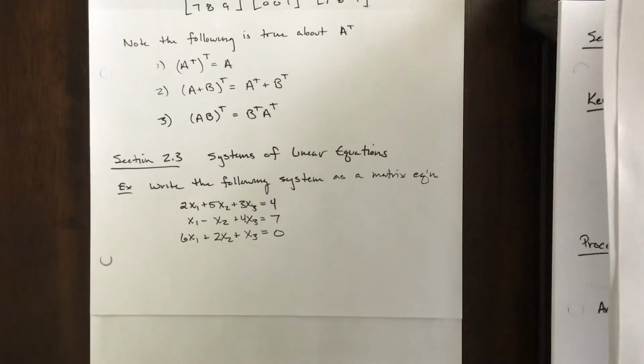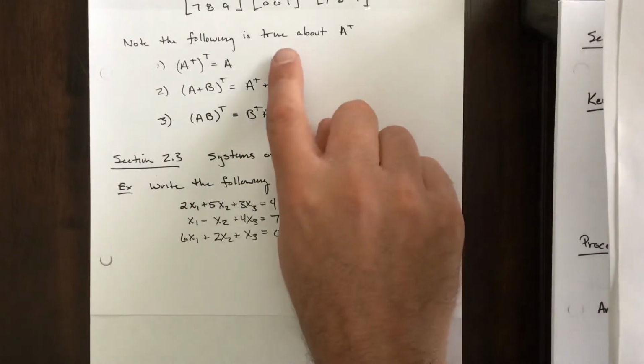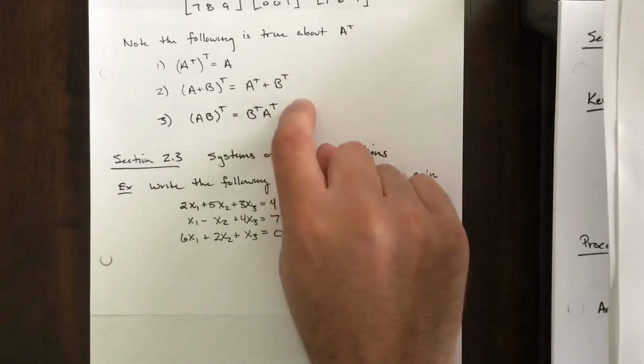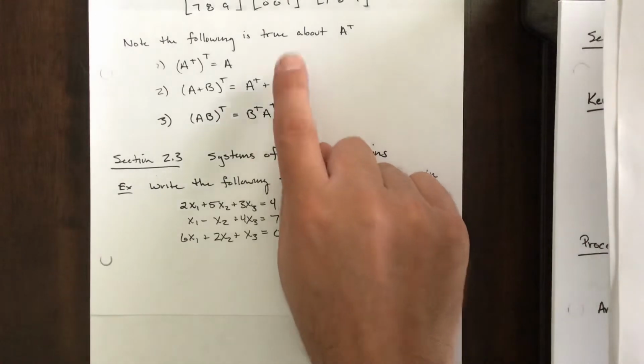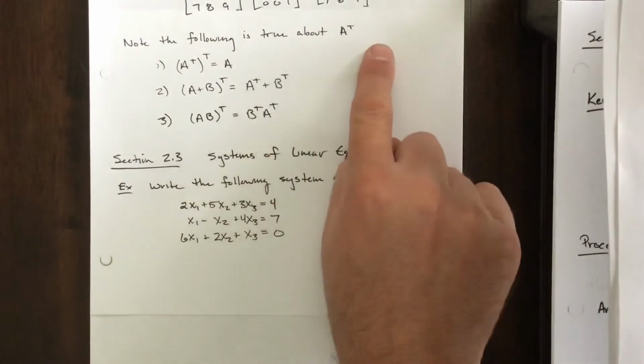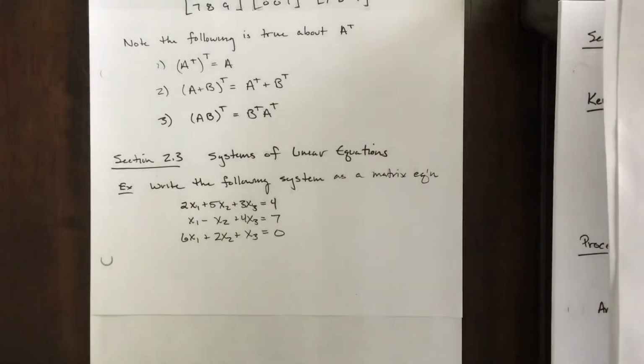A couple notes that are in the book. Okay, A transpose. The following are true about A transpose. A transpose transpose is equal to A. Because remember, A transpose means you take all the rows and make them columns. Well, you take the transpose of that, and all those columns are now rows, and you've reverted back to the original matrix A.